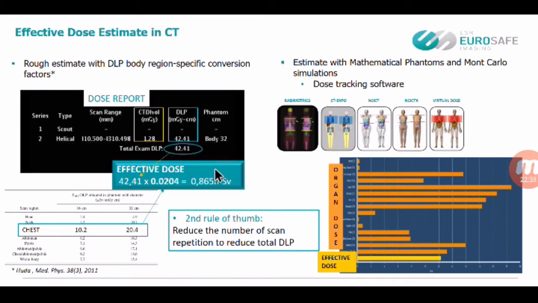A more accurate way to estimate effective dose is to use mathematical phantoms and Monte Carlo. Now, the widespread of the dose tracking software helps us in this because they just use these methods, and in this way we can have a more accurate estimate. Of course, all this software should be previously validated.